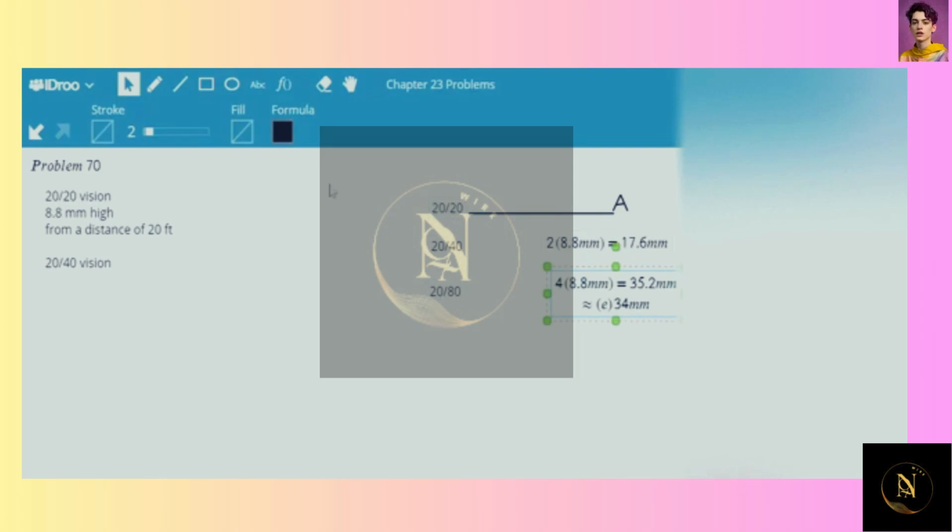Okay, so the trick here, let's say if we were given another ratio, let's say 20/100, right? We would take this ratio, 100, and divide that by 20, so it would be 5 times. So we would multiply 8.8 millimeters by 5 to get the size of the letter so that a person with 20/100 can resolve those letters. So that's the pattern. Okay, final answer here would be E, 34 millimeters. This concludes problem number 70.